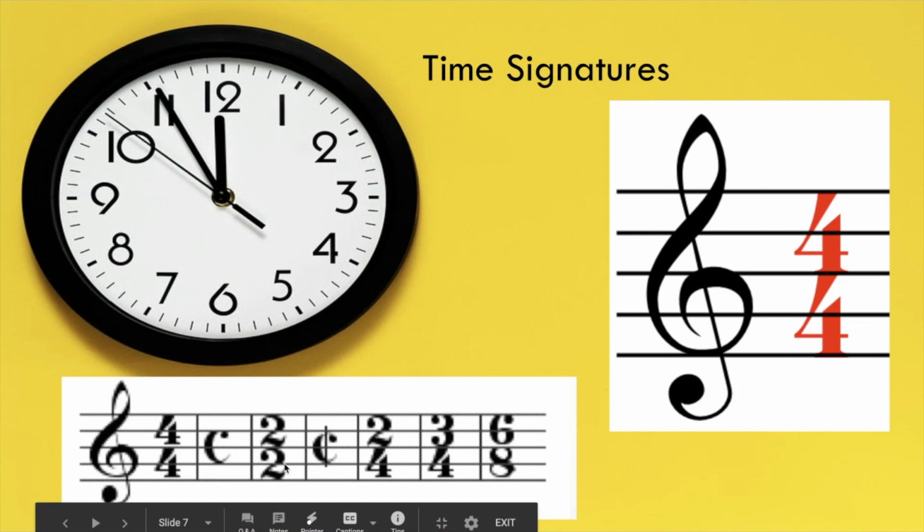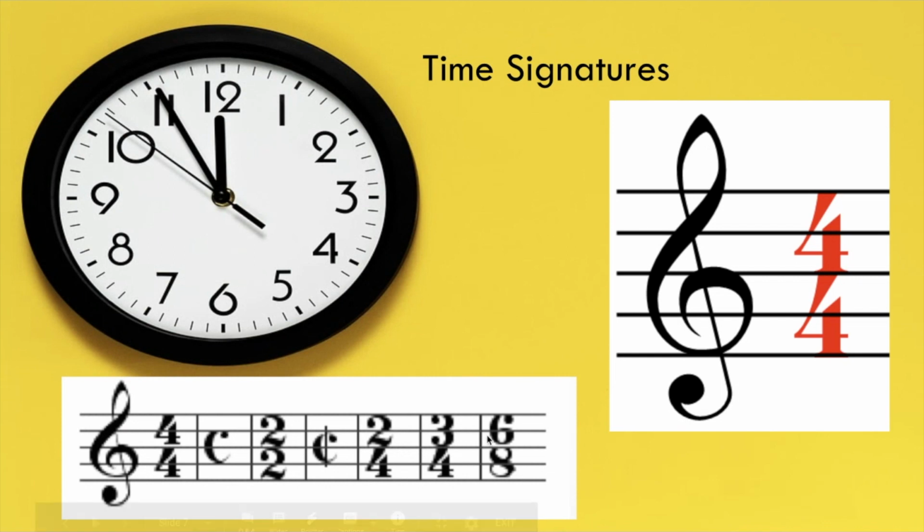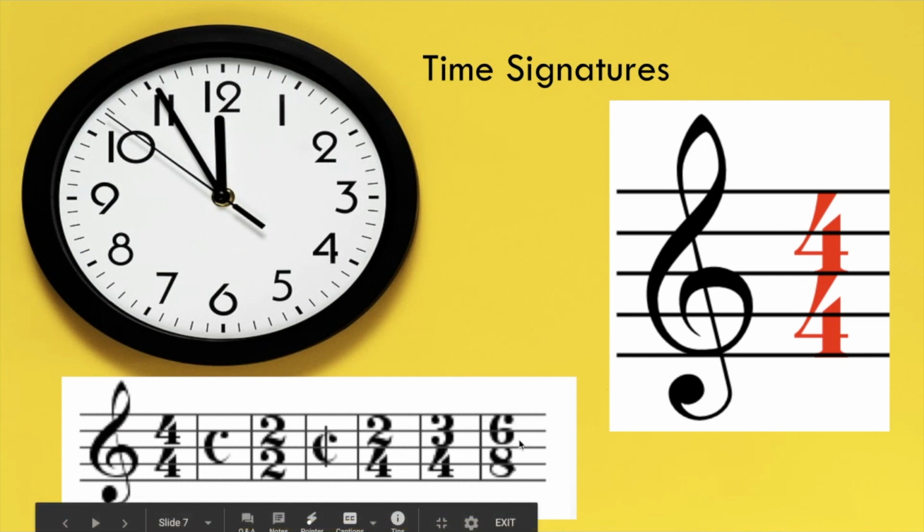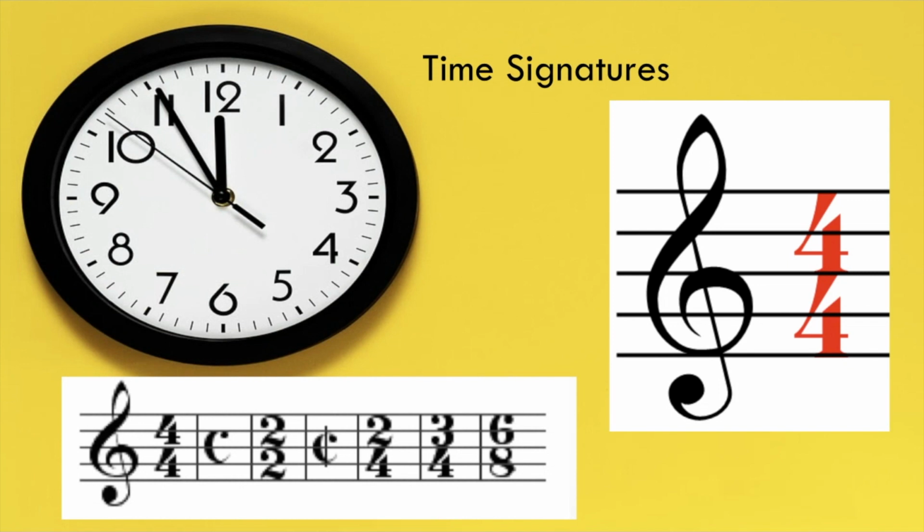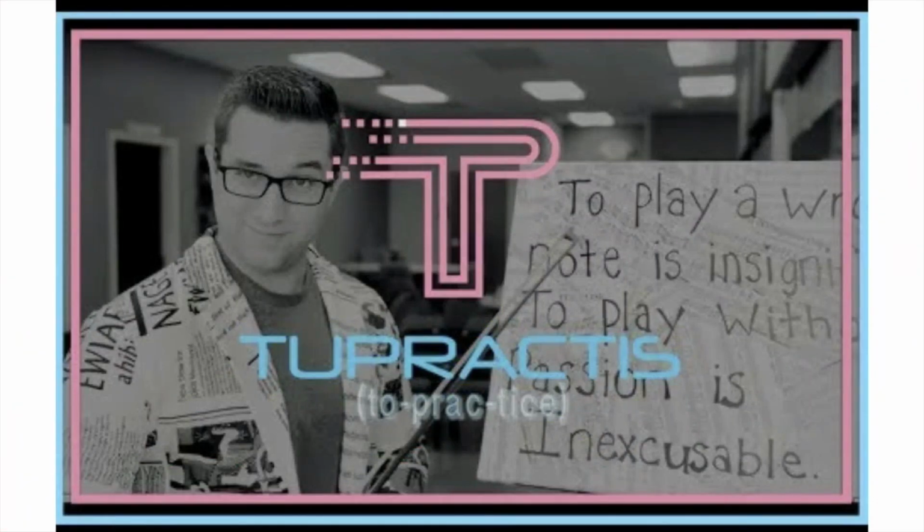Then we have 2/2 time. That means there's 2 counts in a measure, and we call that cut time. So you have the C that got cut in half. Right here, 2/4 time. So that means there are 2 counts in a measure. 3/4 time means that there are 3 counts in a measure, and 6/8 means that there are 6. That top number always just means how many counts are in a measure. It's super important when counting rests.